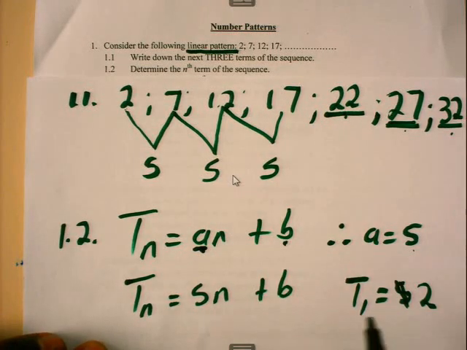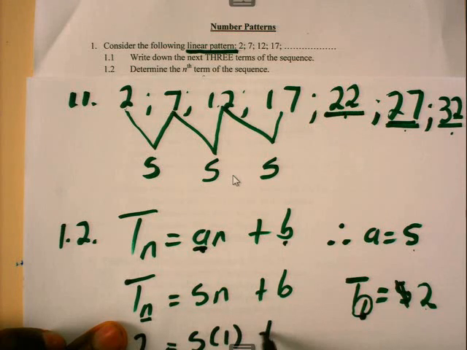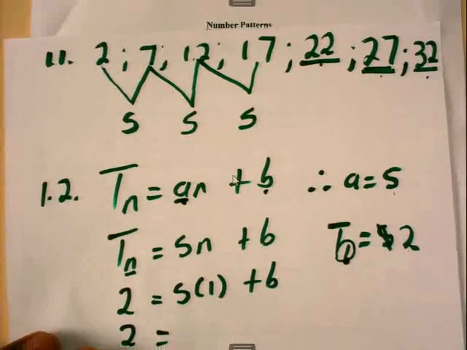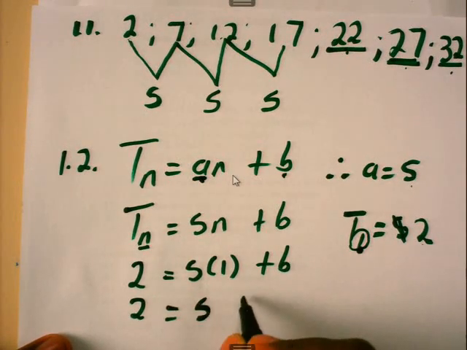So we substitute n by 1. Remember we wrote Tn, the nth term. T1 is 2, meaning that we substitute n by 1. Term number 1 is 2, so 2 equals 5, substitute n by 1, plus b. Now we determine the value of b. 5 multiplied by 1 gives us 5, plus b.